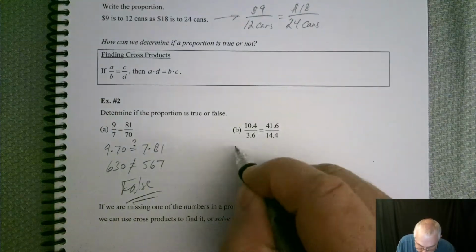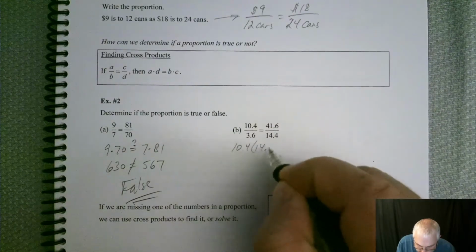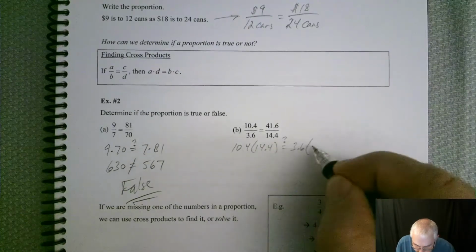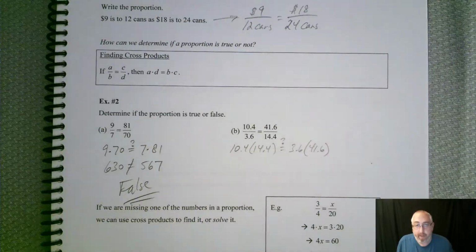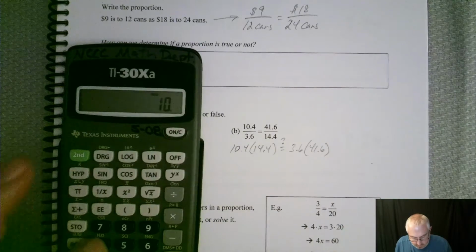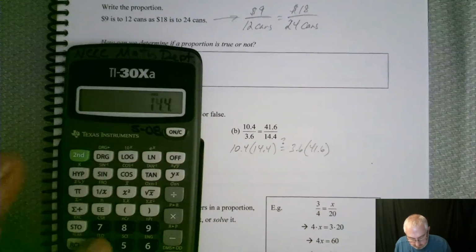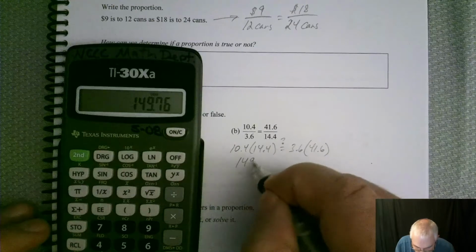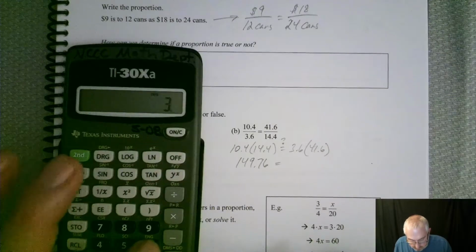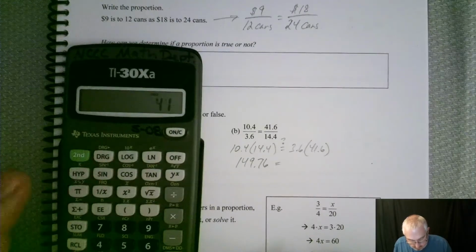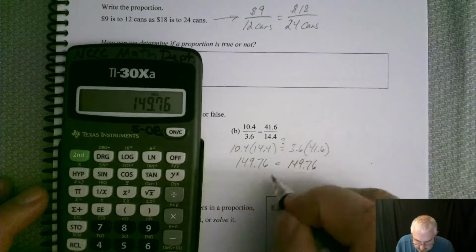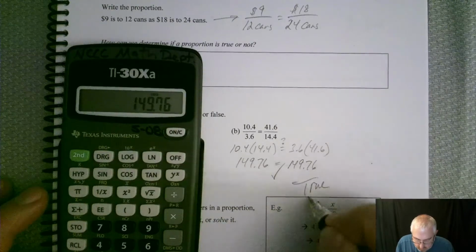Let's do it for this one. 10.4 times 14.4. And again, we want to know if it's equal to 3.6 times 41.6. Well, let's use our calculator just to be safe. So we got 10.4 times 14.4 equals 149.76. All right, 3.6 times 41.6, 149.76. Cha-ching.